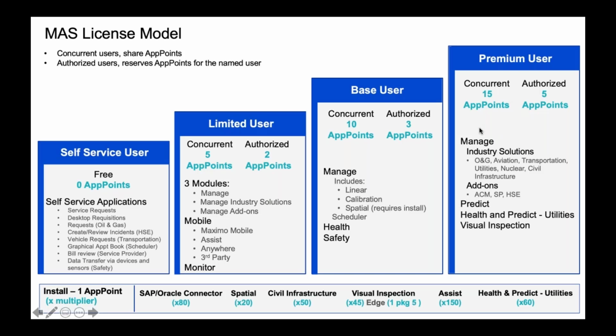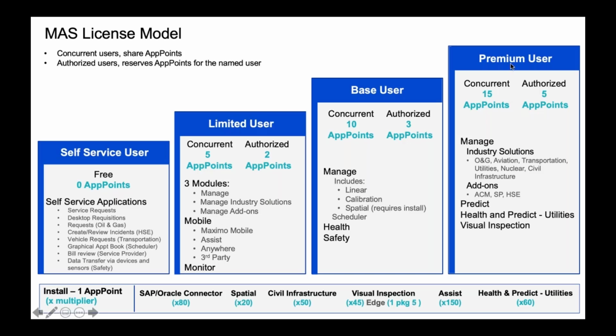It's not that when I log in as a premium user, I only have access to oil and gas. If your environment has installed not only oil and gas, but transportation as well, your users could have access to both of them, but I'm only going to charge you 15 app points if you're a concurrent user to log in, or 5 app points if you're an authorized user to log in to have access to those industry solutions. And it's very tiered level.